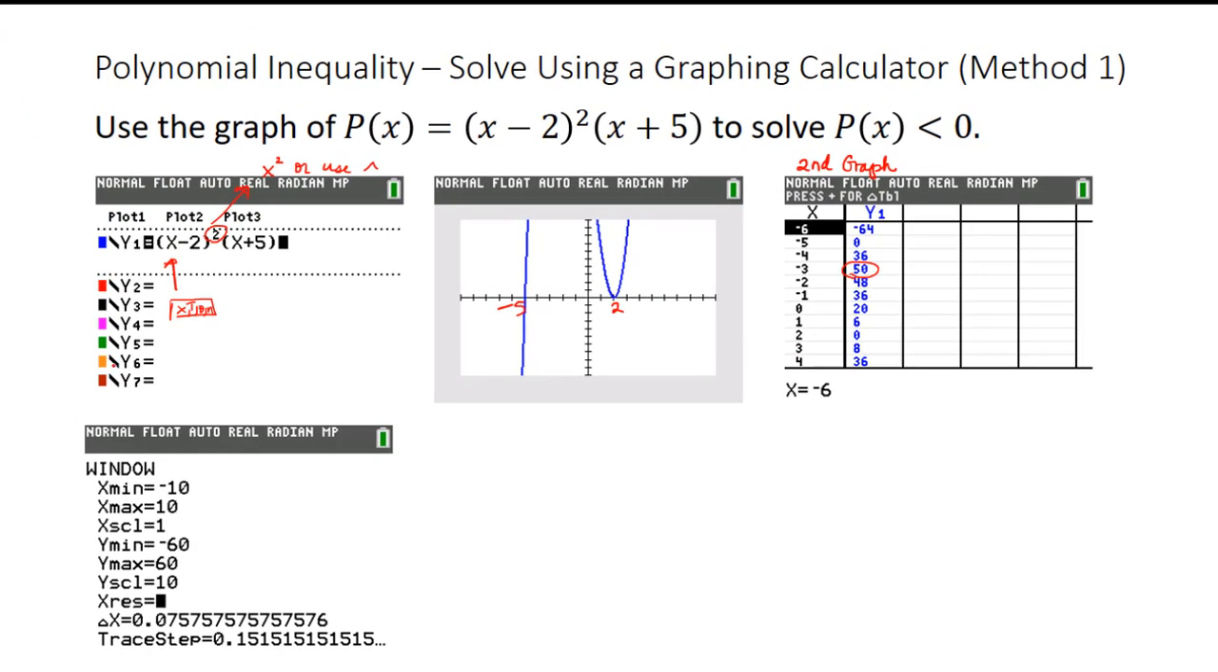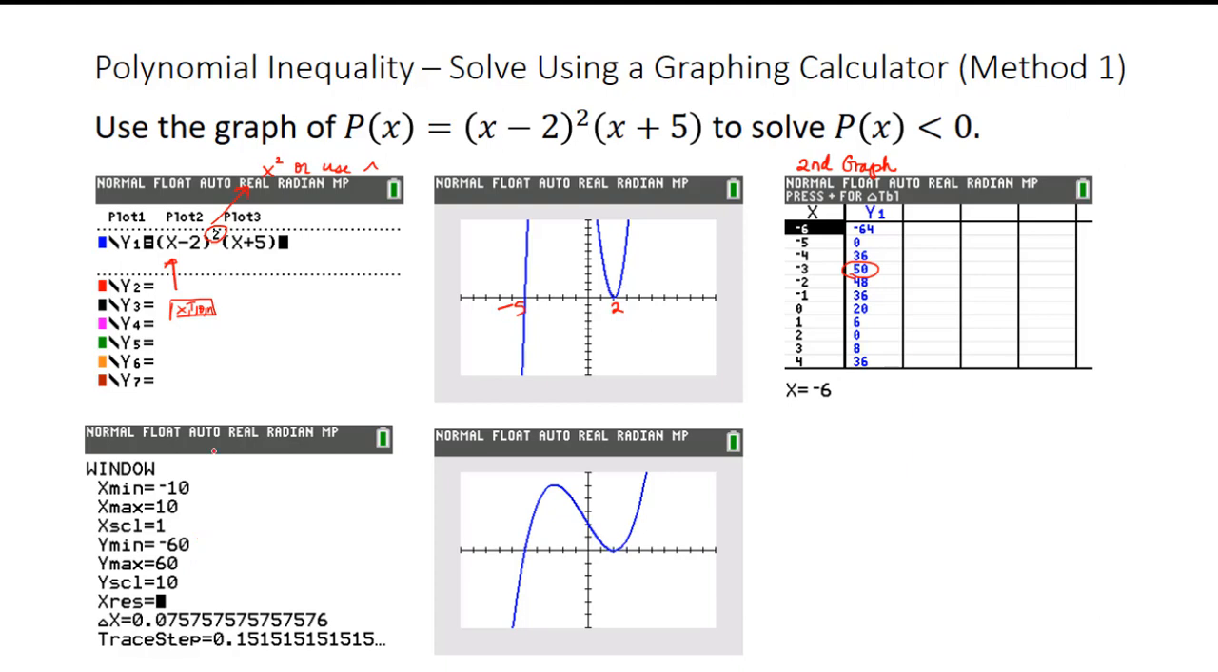So I can change my window. And instead of the standard window of -10 to 10, I'm going to change my min and max for the y to -60 to 60, and then graph. So now I see a complete picture, still with those same zeros, -5 and 2.